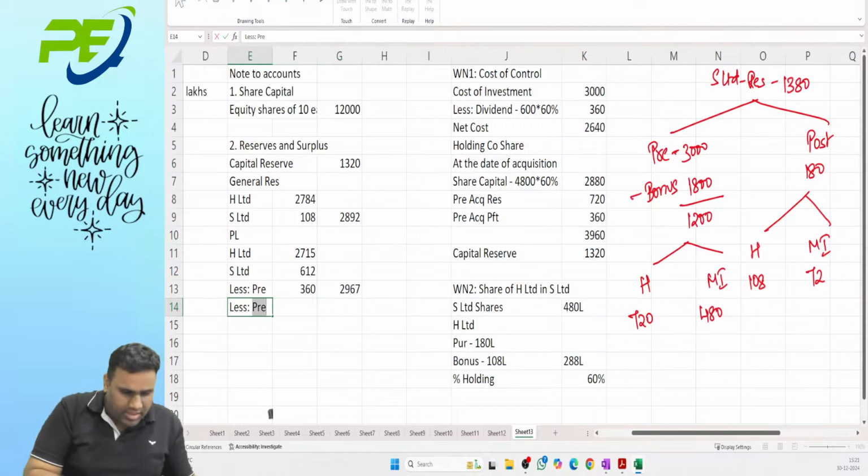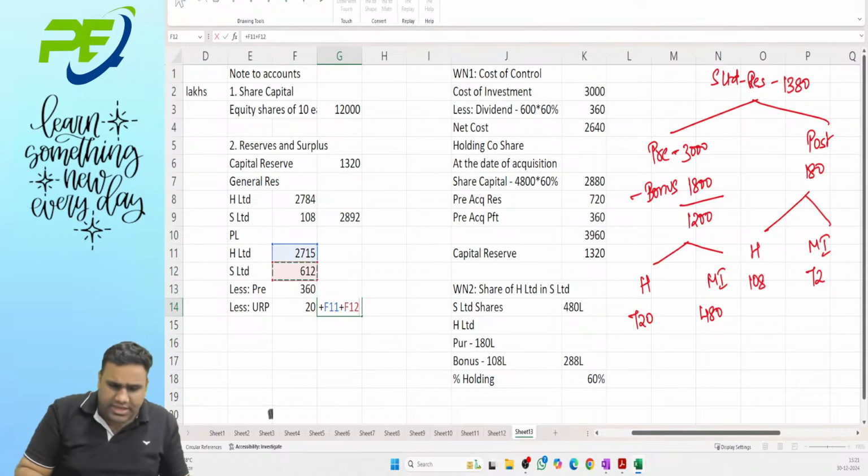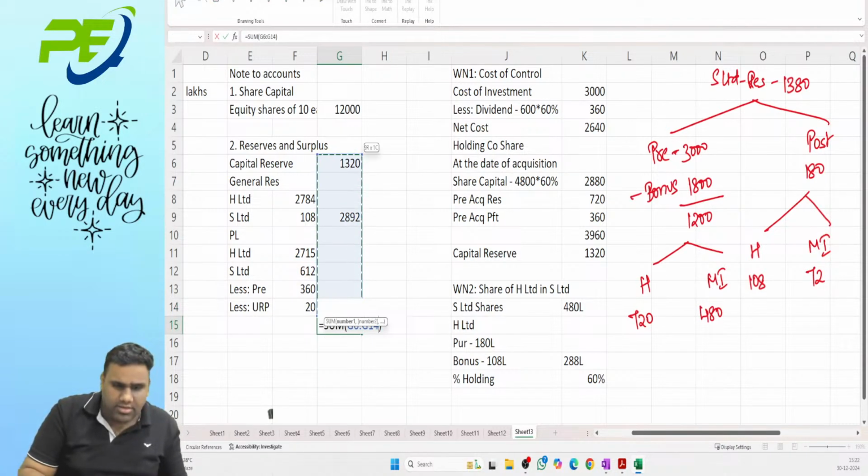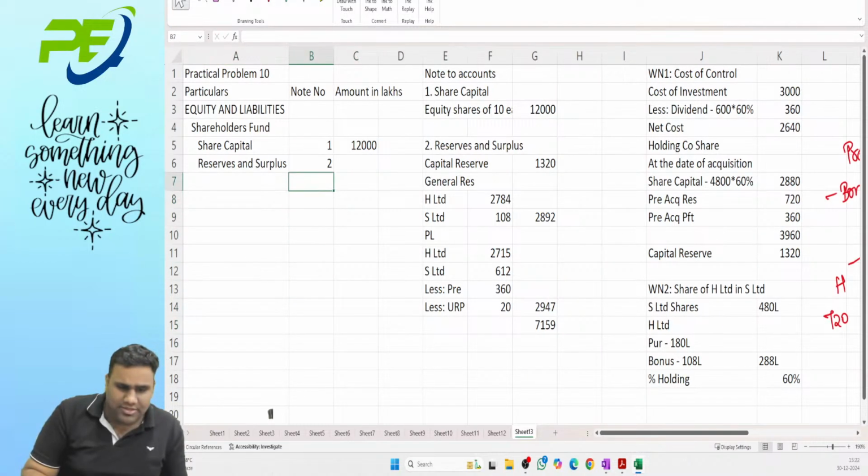Less unrealized profit. So holding plus subsidiary minus pre-acquisition dividend minus unrealized profit, 2947. 7159. So this is the final reserves and surplus, 7159. Everyone, can I continue?